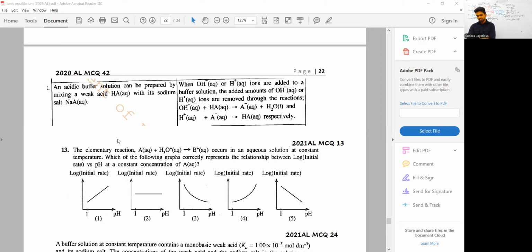So look at the next statement. When OH minus and H plus ions are added to a buffer solution, the added amount of OH minus or H plus ions are removed through the reactions. Yeah, that is also correct. And the answer is answer 1, isn't it? So now give the name buffer action for those two reactions. Okay, those two reactions are representing buffer action.